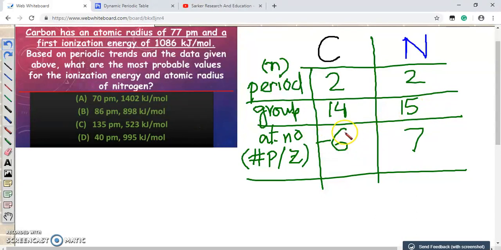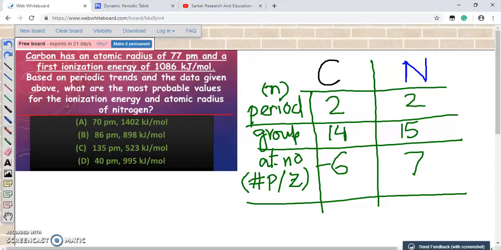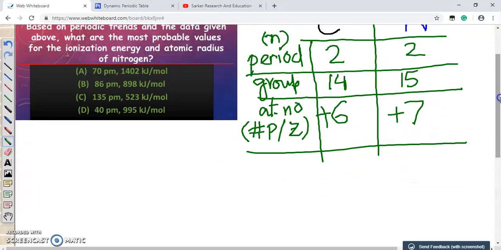Carbon has an atomic number of 6 and nitrogen has an atomic number of 7. The atomic number is same as the number of protons. Now we know that the proton is positively charged. They reside in the nucleus. So Z, the total nuclear charge for carbon, is positive 6 and for nitrogen this is positive 7. Now the question discusses the atomic radius and first ionization energy. Now let us just see what they mean by that.